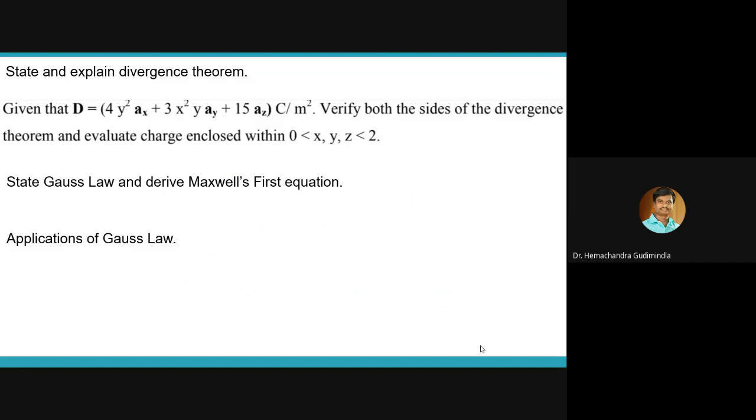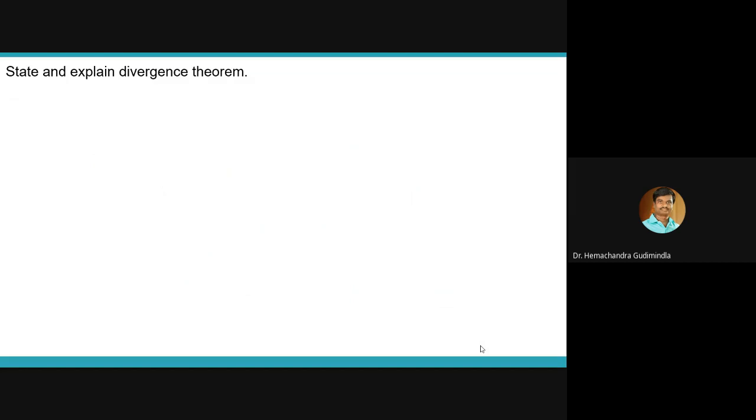Now, we will see the question: state and explain divergence theorem. As I told, this gives 6 marks in the VTU exam. If you understand this easily, you can get 6 marks. For this, I will write what we need to recall here on the right side. You can see over here.